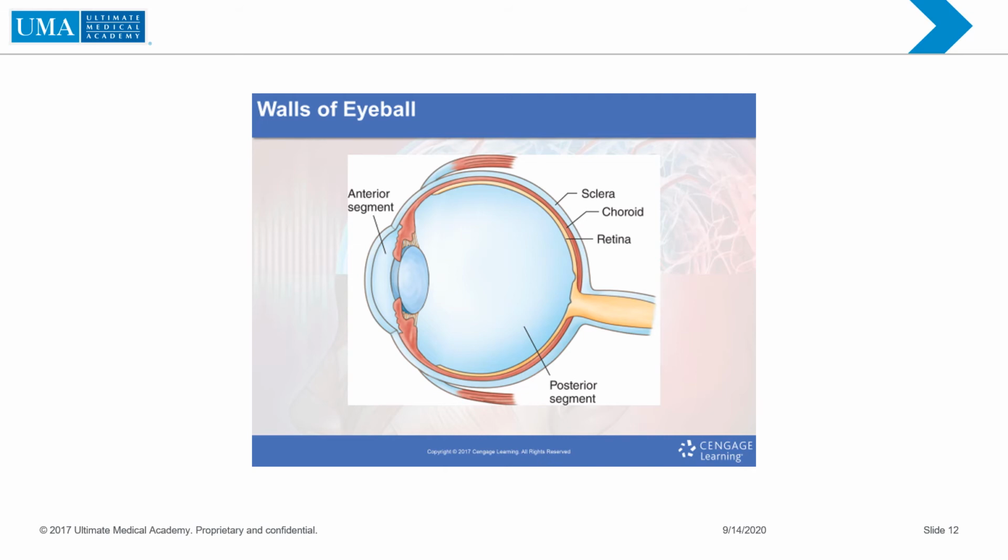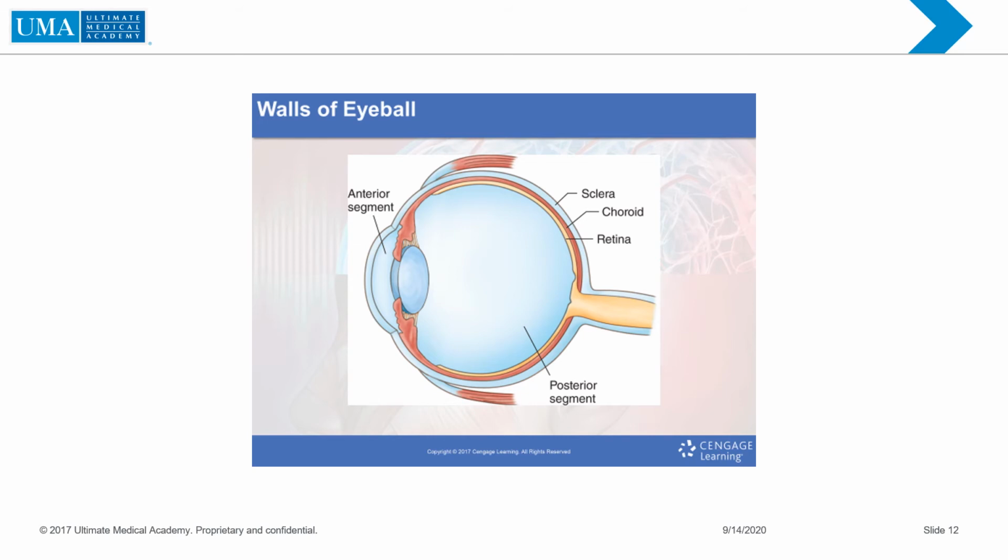Take a look at the second layer, the choroid, also known as the choroid coat. This is the opaque middle layer of the eyeball, and it contains many blood vessels and provides the blood supply for our entire eye. Opaque means light cannot pass through this substance.